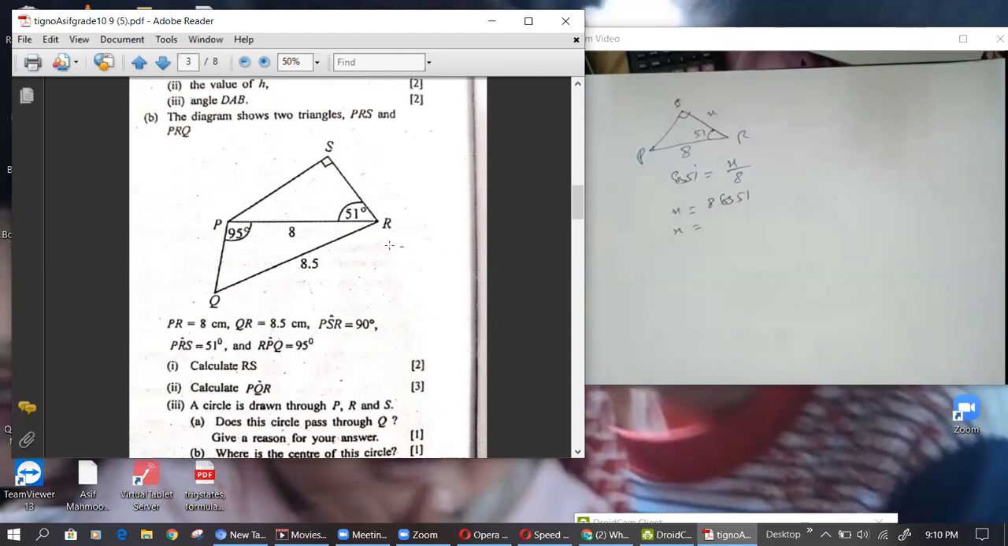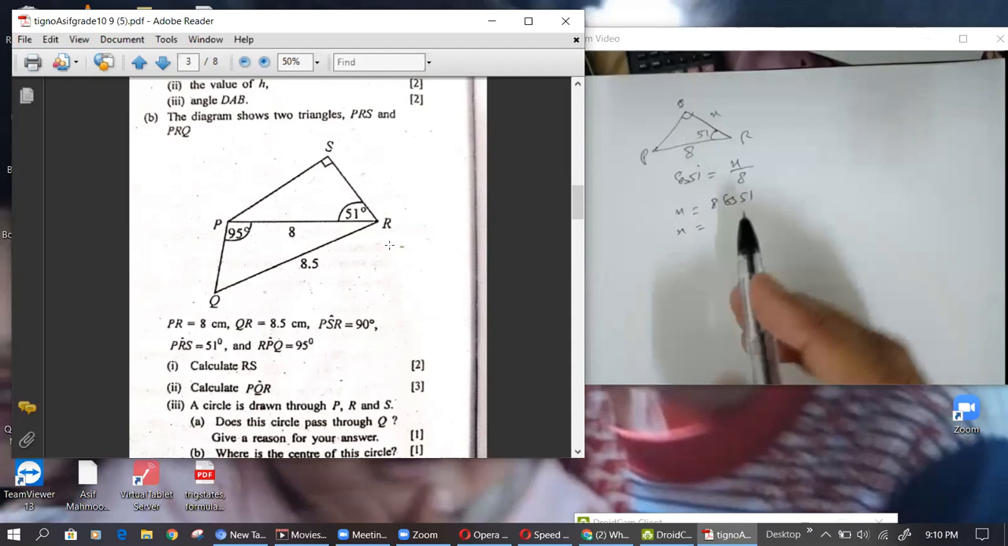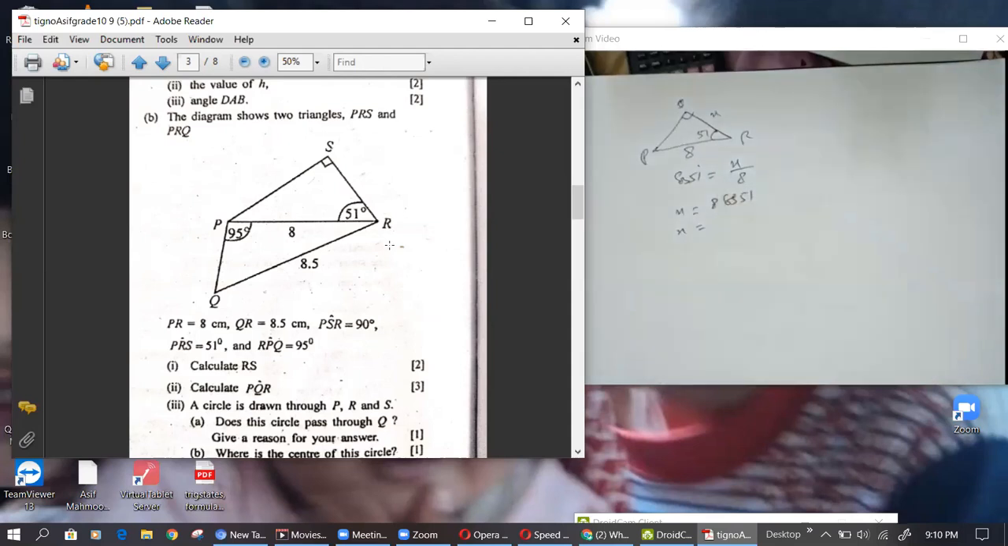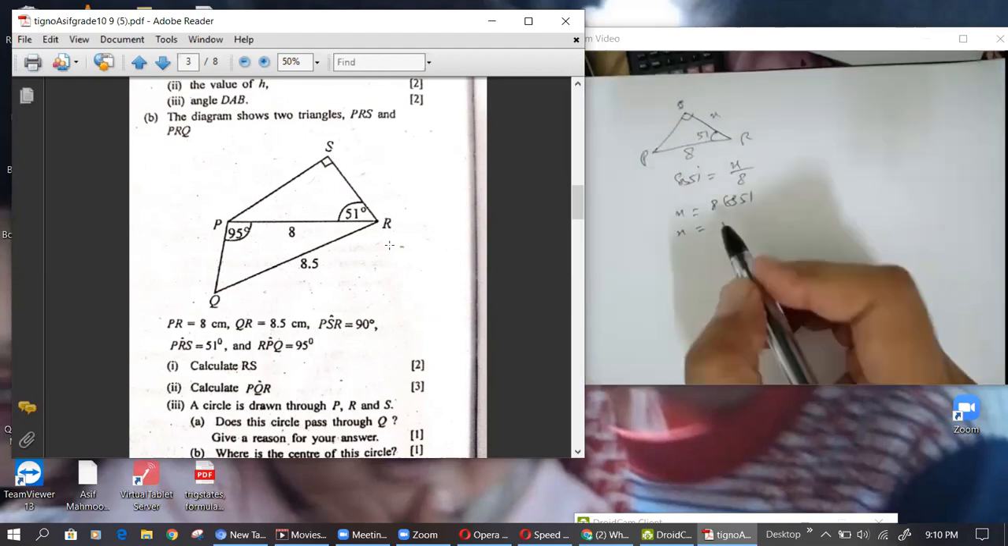And what did you write, sir? X equals 8 cos 51. 8 cos 51 is 5.03. Done. The first thing you have done.